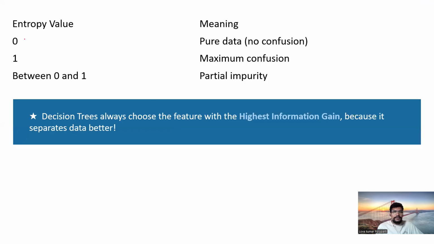Okay, so if the entropy value is 0, you can say the data is really pure, there is no confusion. If the entropy is 1, the maximum confusion is there, because a lot of data is there, and you can observe a lot of classes, a lot of medicines, a lot of things are included. And if it is between 0 and 1, it is partial impurity.